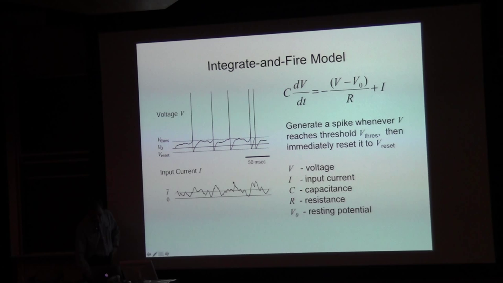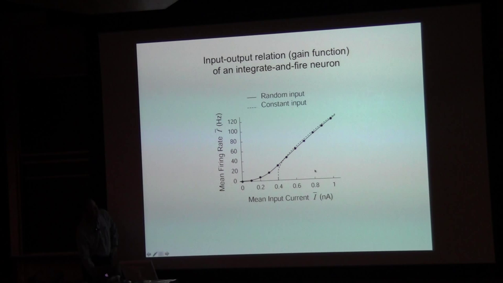right? So if I look at the average level of the current and plot the firing rate, the number of spikes, as a function of the mean current, you get a curve that looks like this. If your current is very low or negative, there's no firing. As your current increases, the firing rate will increase. This is a very simple model to capture this property, and it's actually true for most cells you see in the brain.